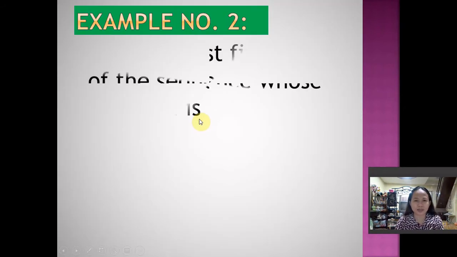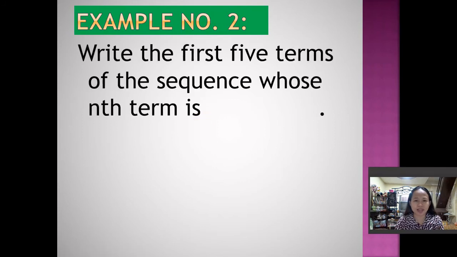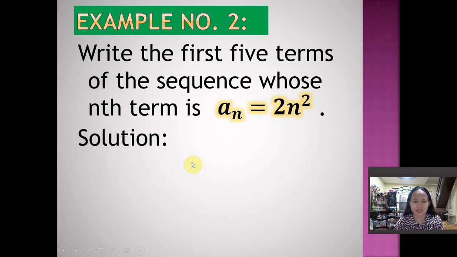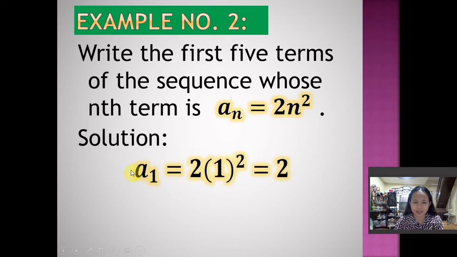Example number 2. Write the first 5 terms of the sequence whose nth term is this one. a sub n is equal to 2 times n squared. Take note, we are going to write the first 5 terms. Solution. For the first term, since it's the first term, we will replace n with 1. This n here will be replaced with 1. So that is 1 squared, that's 1 times 2, and that is 2. So our first term is 2.